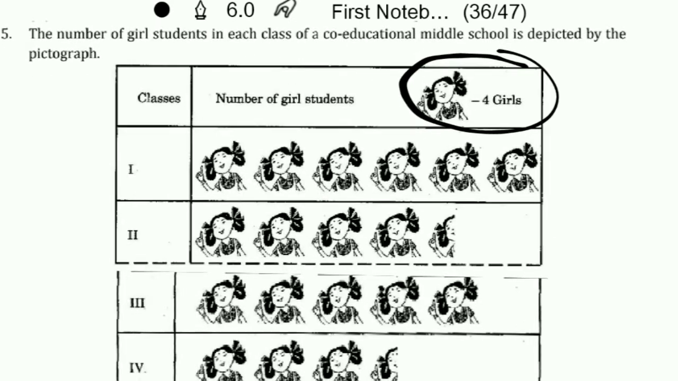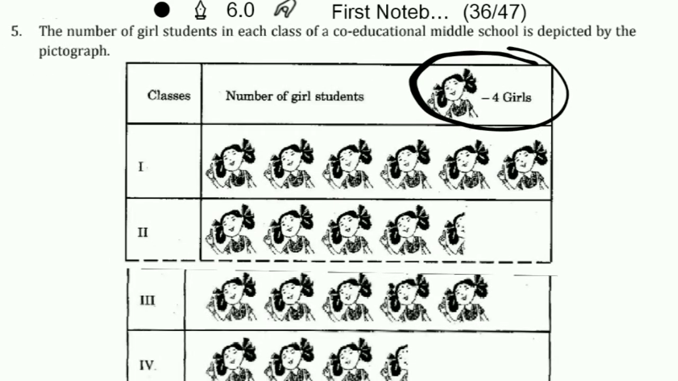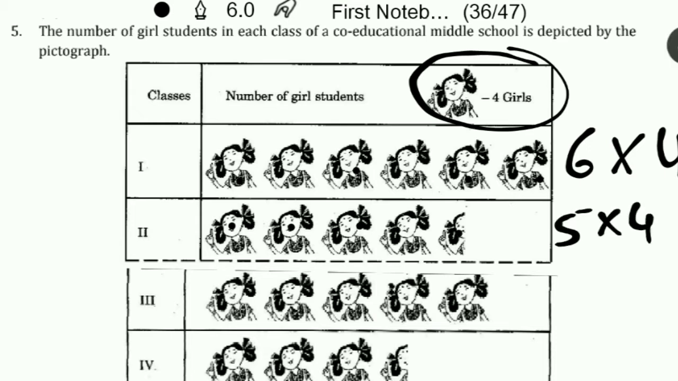In class 1, see, 1, 2, 3, 4, 5, 6. So 6 into 4. It means how many are there? 24. Next is 1, 2, 3, 4, 5. 5 into 4, 20. 1, 2, 3, 4, 5. Same.